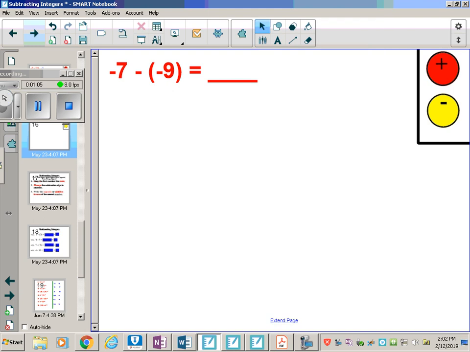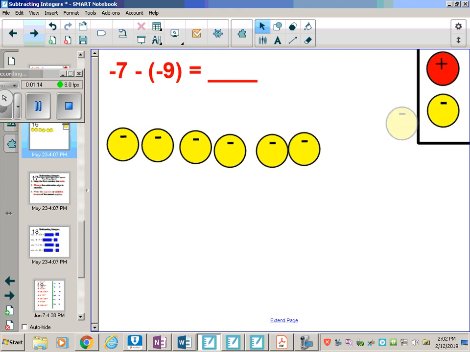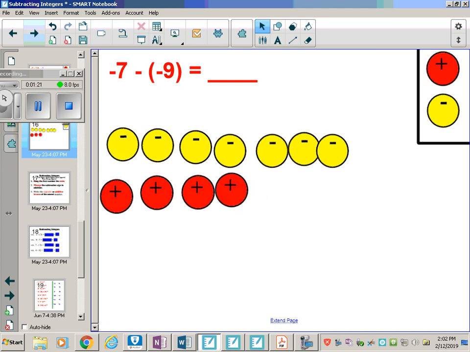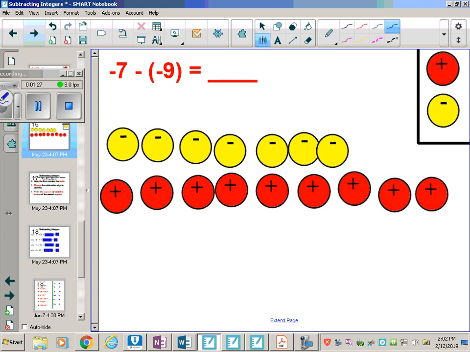Negative 7 minus negative 9. So we had 7 negatives. And then we said we need to do the opposite of negative 9, which is positive 9. And when we go back and we cancel, that's going to then leave us with positive 2. So our answer then is 2.